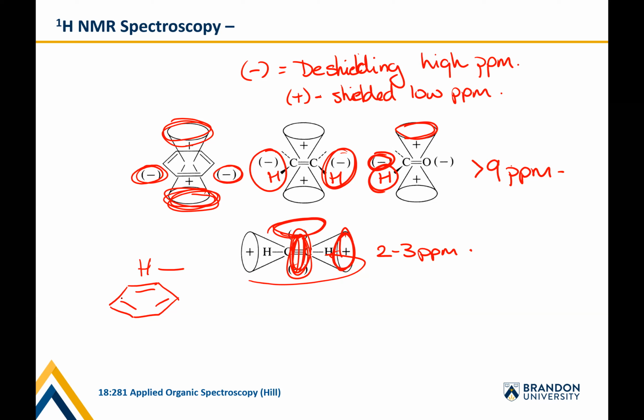And in fact, people have built molecules that have a proton above a ring, and it's in that shielded zone, at very, very low ppm. So that's kind of neat. They built some molecules that are either conformationally rigid, which keeps them there, or mobile, and you can actually watch the conformation change.